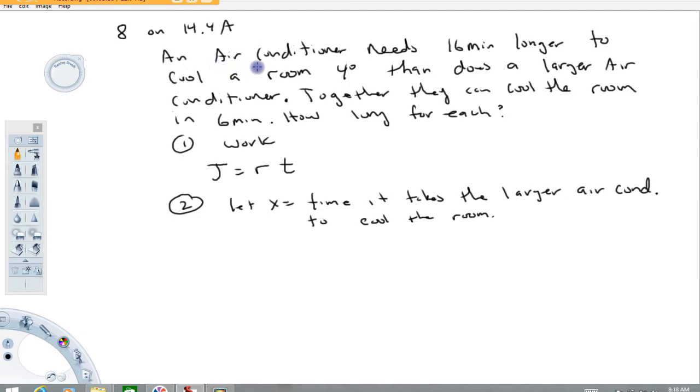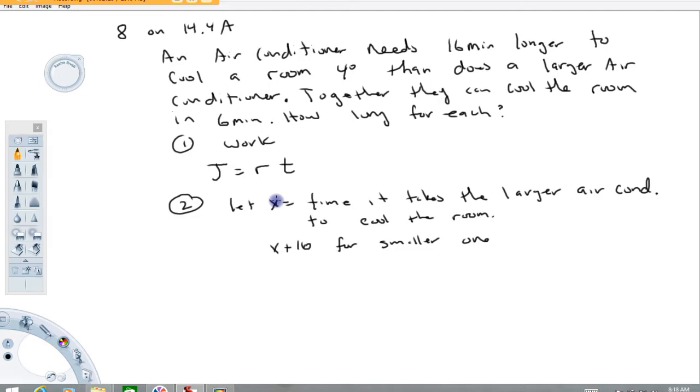Because it says an air conditioner needs 16 minutes longer to cool the room than the big one. So my X is going to be the time for the larger one. So the time for the smaller one is going to be X plus 16, right? For the smaller one. Had I defined X as the time for the smaller one, then the bigger one would be X minus 16. So it doesn't really matter, but you have to follow suit. What this looks like is going to depend on how you define this.